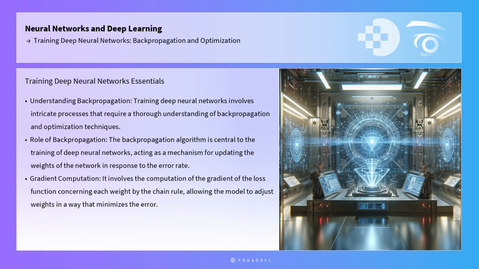The backpropagation algorithm is central to the training of deep neural networks, acting as a mechanism for updating the weights of the network in response to the error rate obtained in the previous epoch. It involves the computation of the gradient of the loss function concerning each weight by the chain rule, allowing the model to adjust weights in a way that minimizes the error.